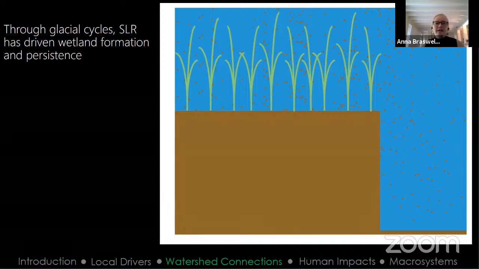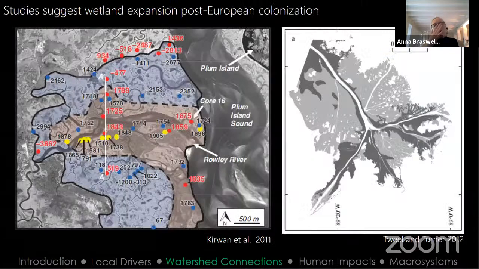So most people think that most of our coastal marshes were formed as sea level rise slowed down after the last ice age, about 4,000 to 6,000 years ago. But recent work in Grand Bay by Kerwin et al., and then in the Mississippi Birdfoot Delta by Tweel and Turner, has suggested that we also saw this time of increase in marshes after European colonization.